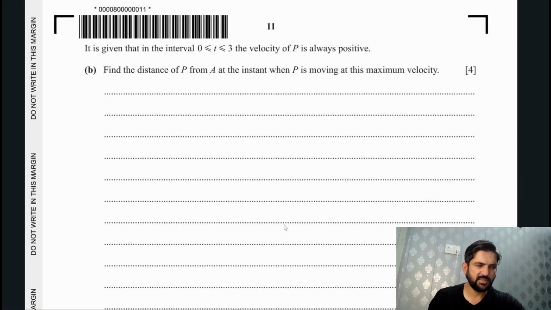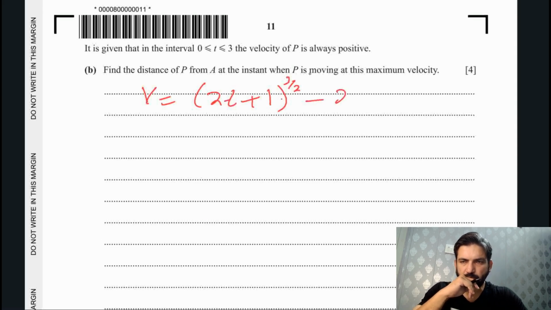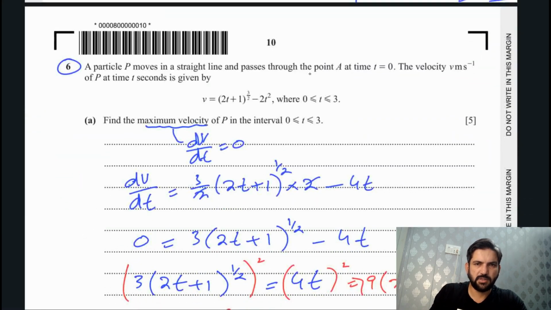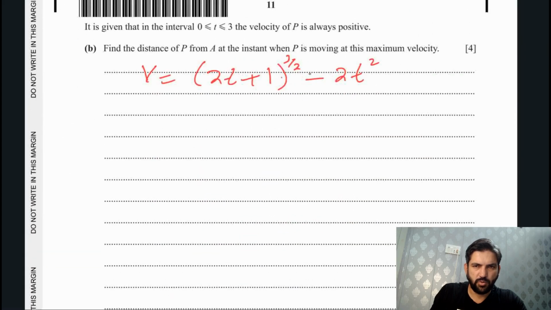It is given that in the interval this, the velocity of p is always positive. Find the distance of p from A at the instance when p is moving in the maximum velocity. So we can see that the equation for velocity was 2t plus 1 whole power 3 by 2 minus 2t square. Let me confirm it again. Yes, this one is the equation for velocity.